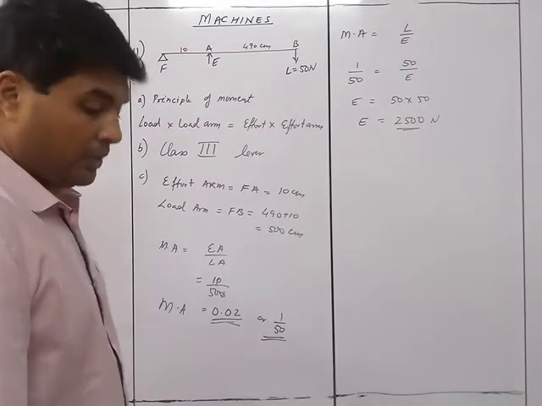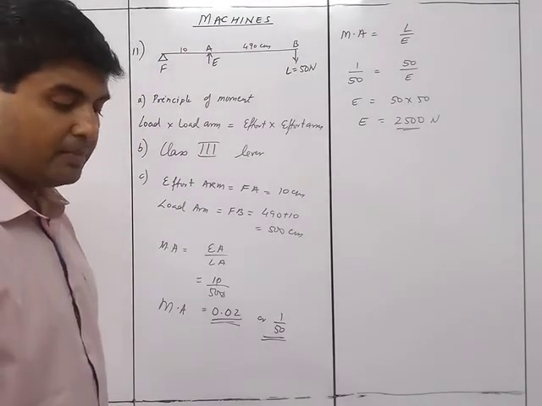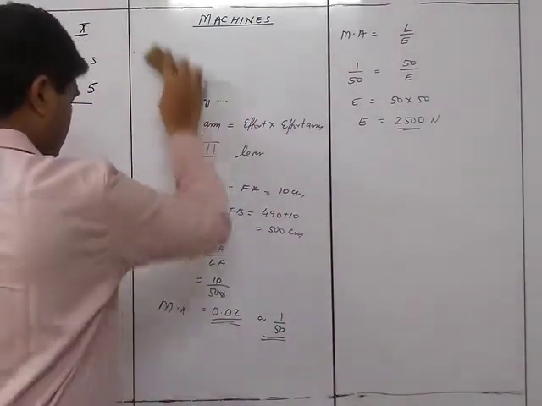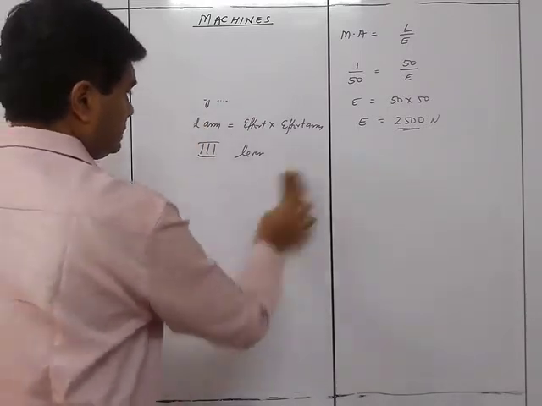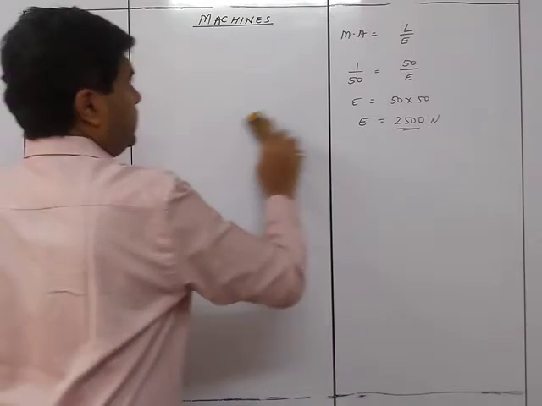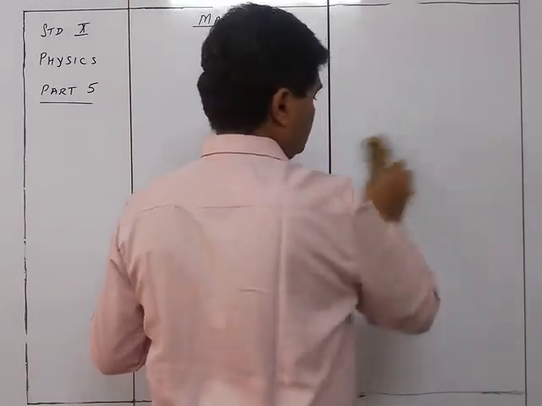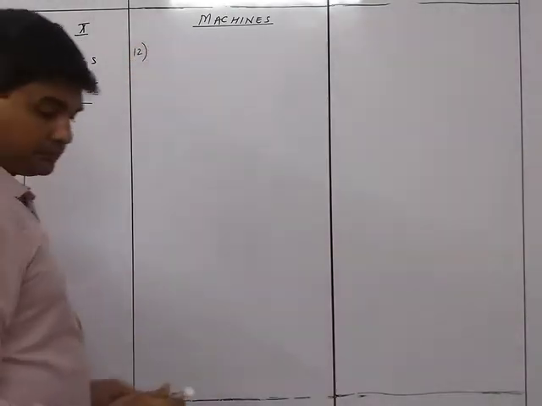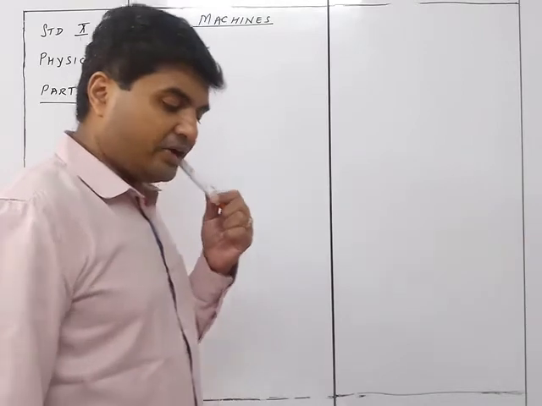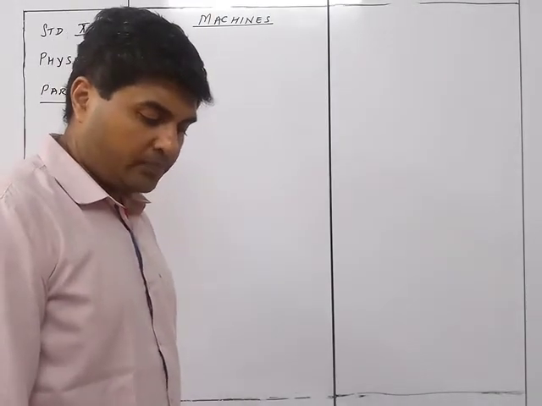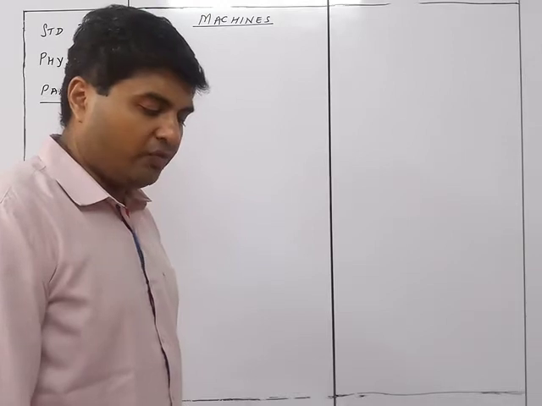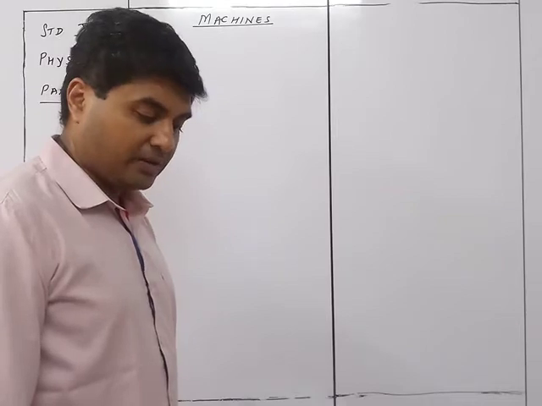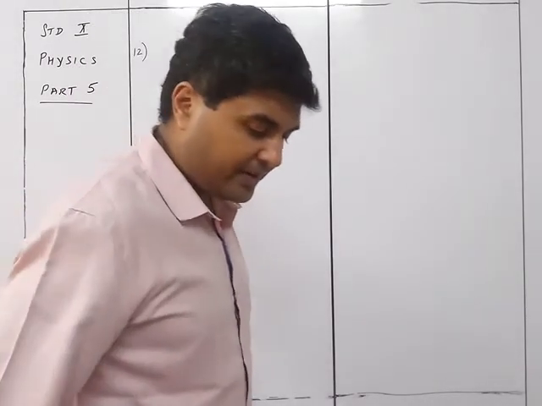Clear? We now move on to the last sum, that is sum number 12. Sum number 12. A fire tongue has its arm 20 cm long. It is used to lift a coal of weight 1.5 kgf by applying an effort at a distance of 15 cm from the fulcrum. Find the mechanical advantage of the fire tongue.